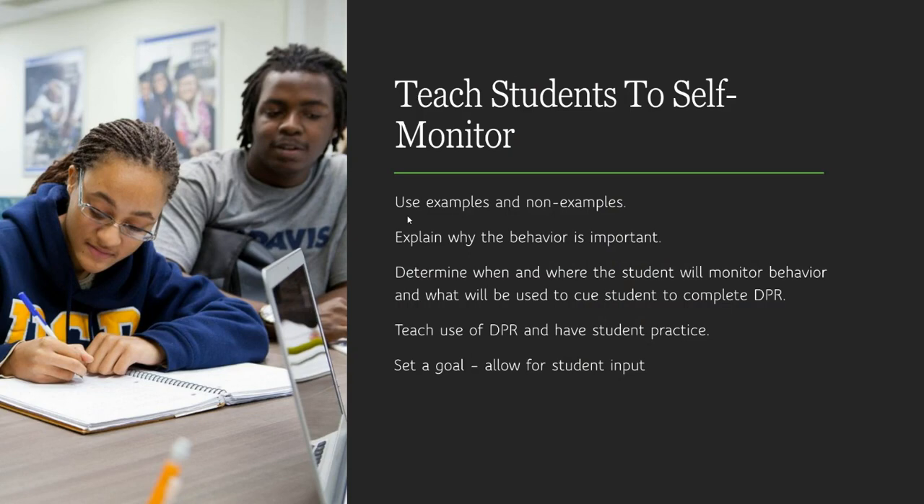So as we said, with teaching students to self-monitor, we always want to teach them examples and non-examples of those target behaviors. We want to explain why that behavior is important. We want to help the students determine when and where that student will monitor that behavior, and what we're going to use to complete that DPR. And then we always want to set a goal, and we want to always get the students' feedback on this process. We want to make sure that they have some input on this process.